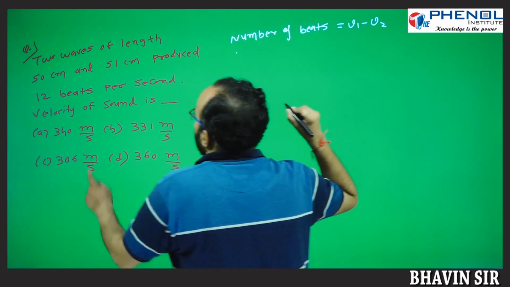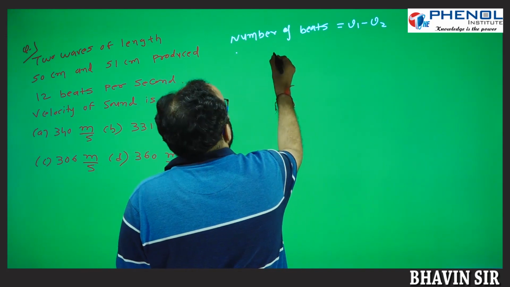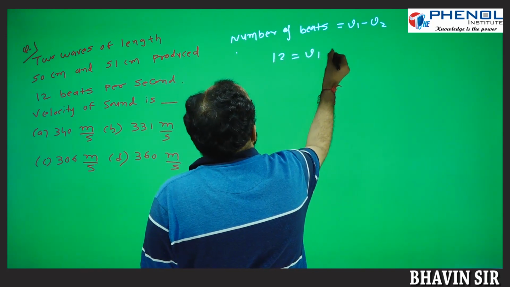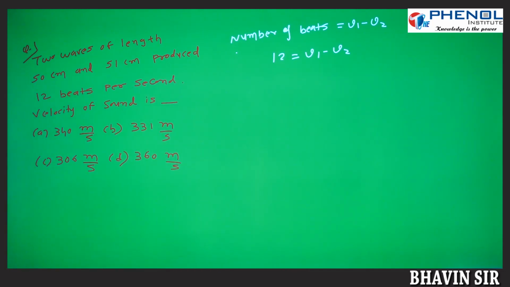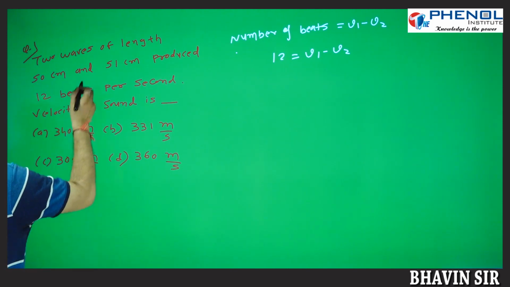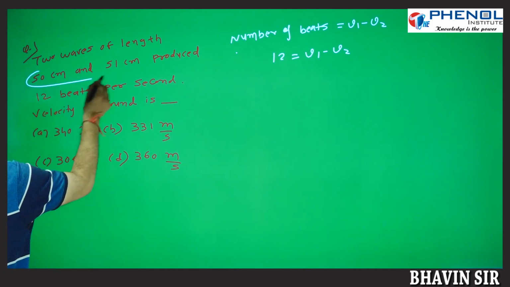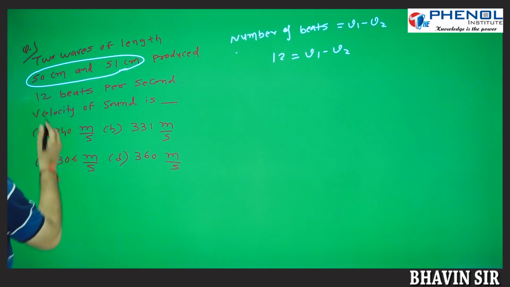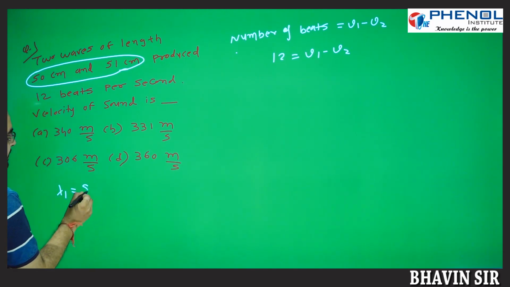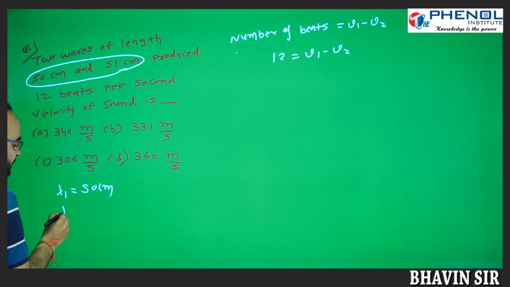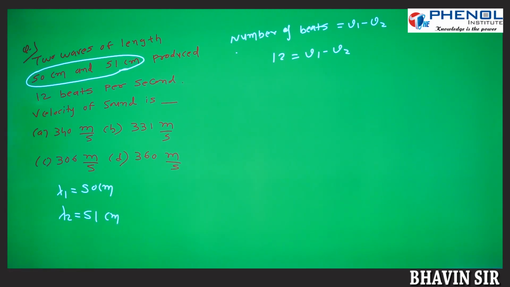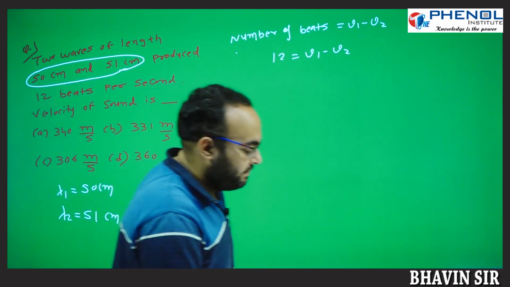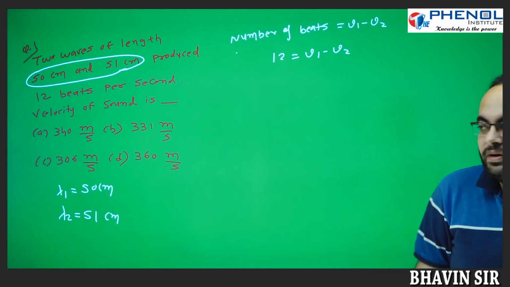Nu1 minus nu2, and how many beats in 1 second? 12. So 12 equals nu1 minus nu2, but we want to find velocity, and here the wavelengths of the two waves are given. What are the wavelengths? 50 centimeters and 51 centimeters. Now we want to find the speed.